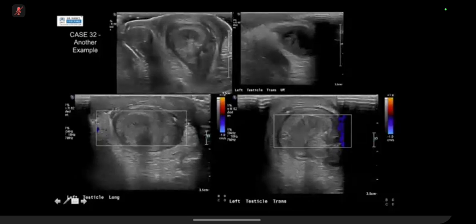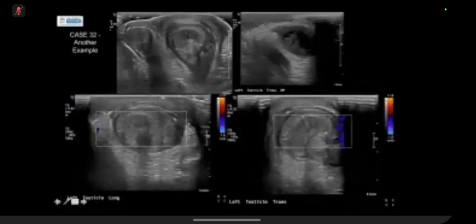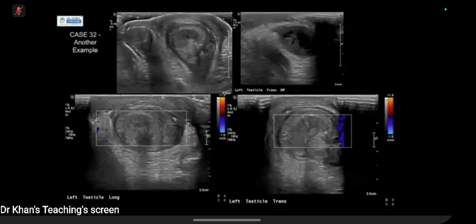heterogeneous testicle with areas of hypoechogenicity and increased echogenicity. We've got edema of the scrotal soft tissues on the left hemiscrotum. We've got an absence of flow here, and then here we've got a hydrocele with some echoes within it, within that left testicle. So this is a case of a missed or delayed presentation where you've got a necrotic testicle.